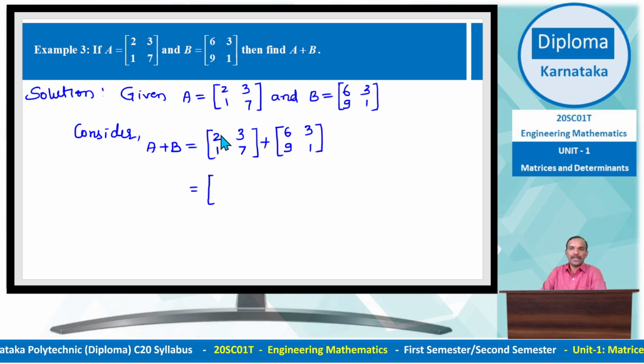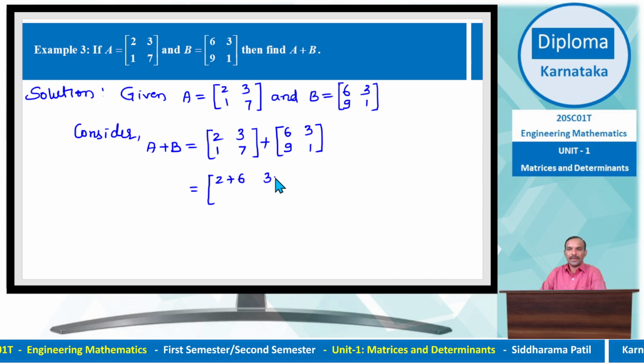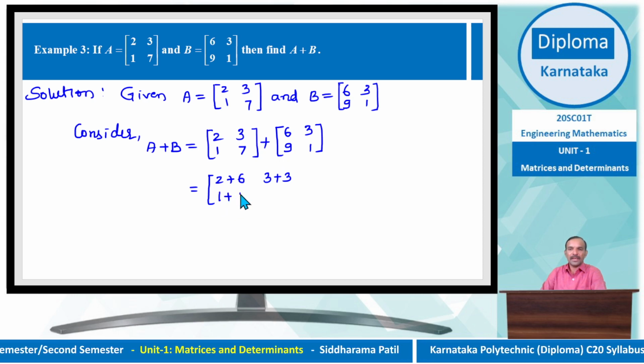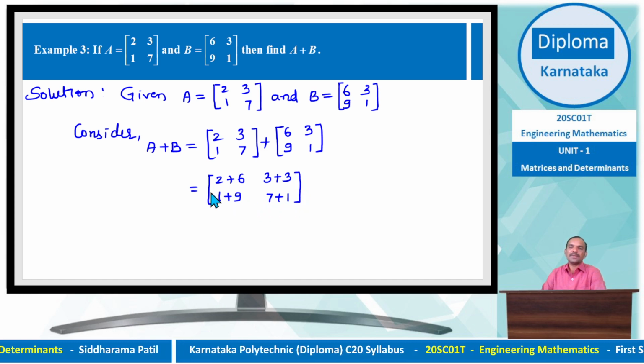Here 2 is there. What is the corresponding element? It is 6. 2 plus 6. Here 3, and here 3: 3 plus 3. Next here it is 1, and here 9: 1 plus 9. Next here 7, and here 1: 7 plus 1.